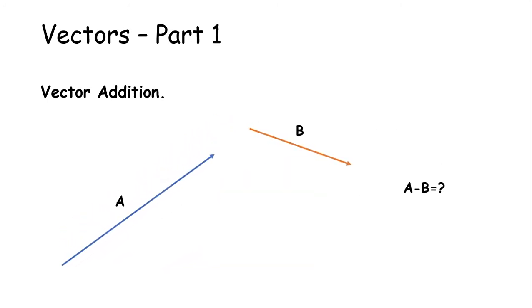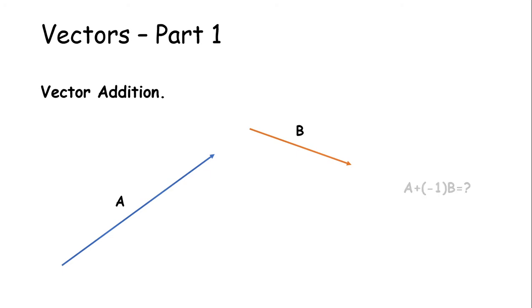What happens if we want to subtract two vectors? Let's say we want to do A minus B. How can we achieve this? Well, first of all, we know that minus B can be thought of as negative 1 times B. And therefore, we can think of A minus B as A plus negative 1 times B.